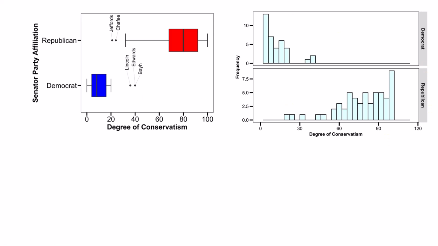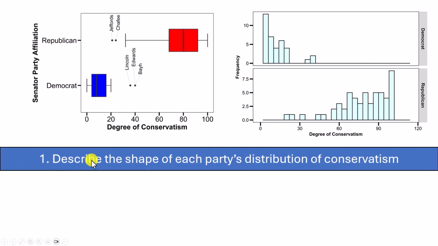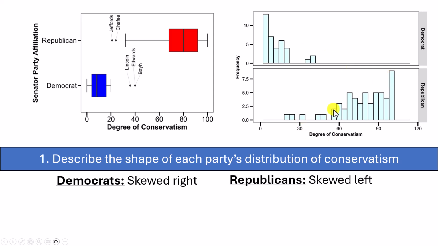Okay, let's talk about some things that we can tell based on the two graphs that we have here. So maybe a question we could be asked is to describe the shape of each party's distribution of conservatism. The best way to determine the shape is to look at the histograms. Based on the histograms, we can see that the Democrats are skewed right. As we move towards the right, the histogram is tailing off, and Republicans are the opposite. It is skewed left. So for Democrats, most of them are not very conservative. A few are a little bit more conservative, and Republicans are the opposite. Most of them are pretty conservative, but there are a few that are less conservative.